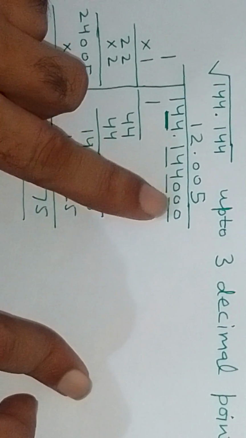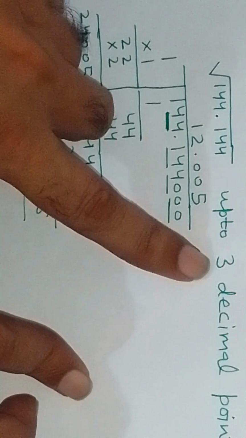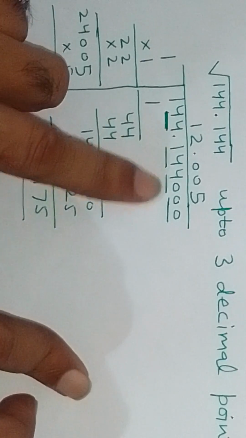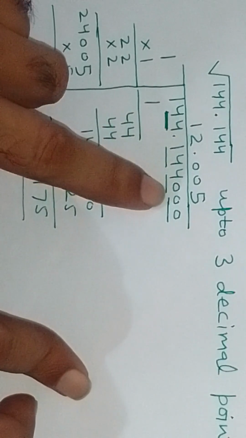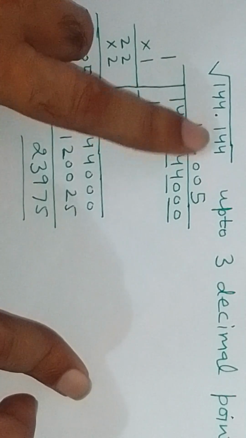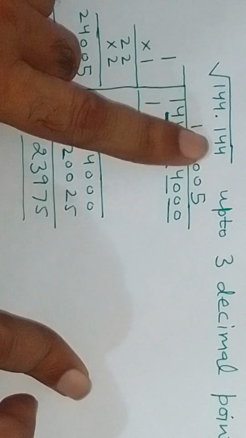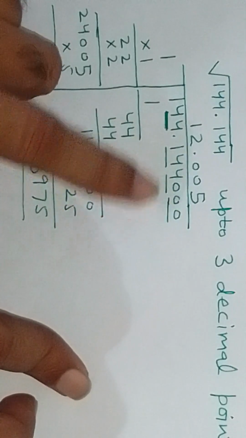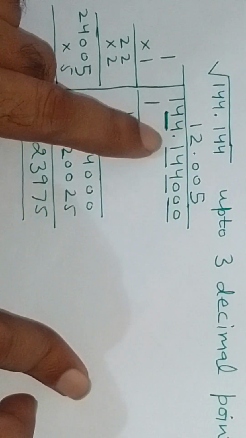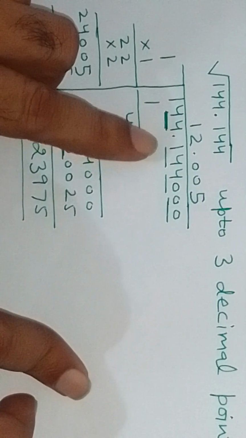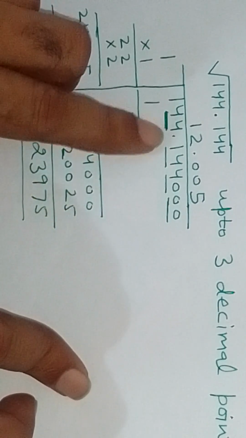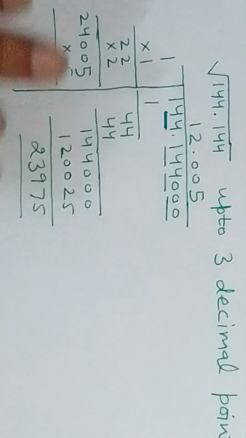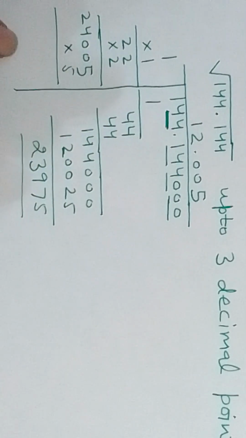So we put 0 0 0, because we have to find the value up to 3 decimal points, so we have to put 3 decimal pairs. 144000, because the value after the decimal point is 144. We have to put 000, so that there become 3 pairs. Then we make the pairs from left to right: 144000. Now we will follow the steps of square root.